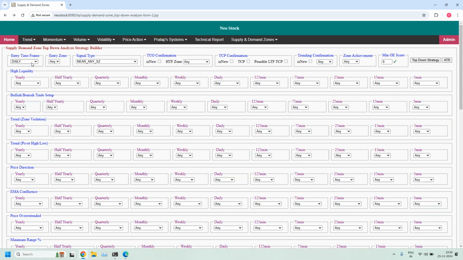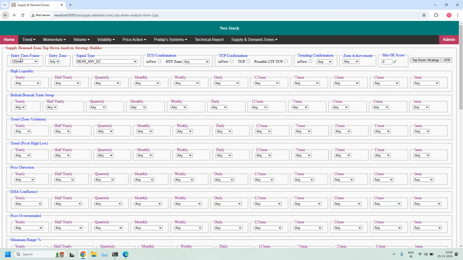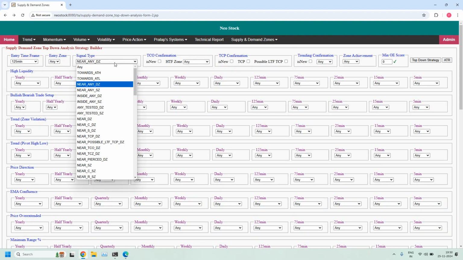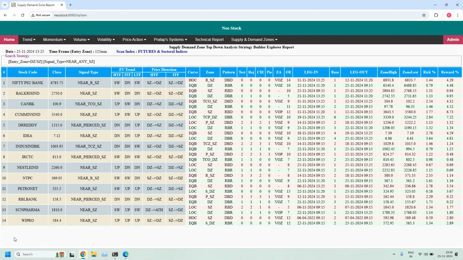Okay, next time frame is 125 minutes. Stocks near 125 minutes demand zone. 7 stocks are filtered. Next, 125 minutes time frame. Stocks near 125 minutes supply zone. 14 stocks are filtered.